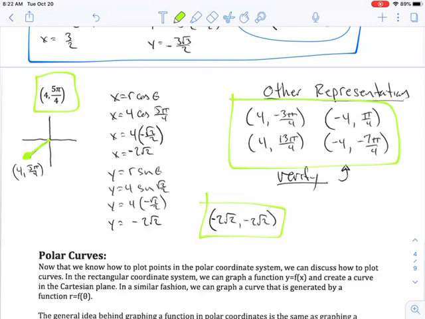And that would be it for this video. On the next video, we are going to take up the notion of polar curves.